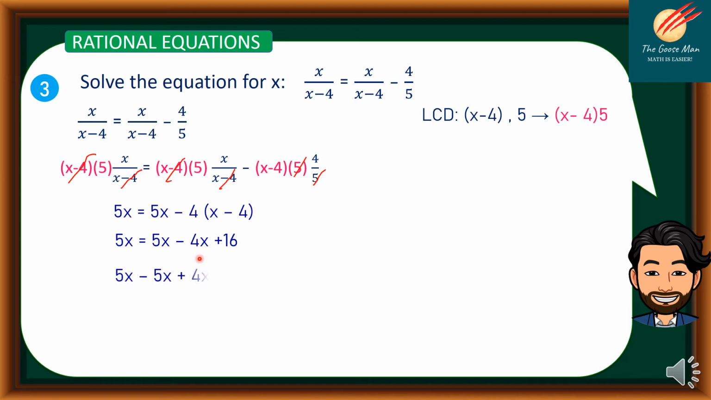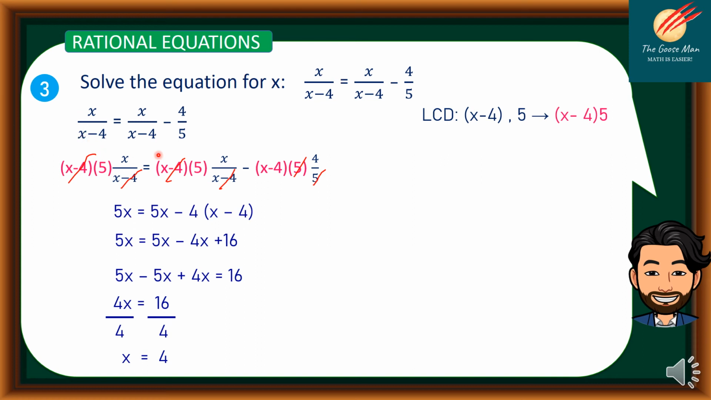Simplifying further, I'll subtract both sides of the equation by 5x and add 4x to both sides. What is left is 5x minus 5x plus 4x is equal to 16, or 4x is equal to 16. Then divide both sides by 4, so x is equal to 4. Notice that if we substitute x equals 4 here, this denominator will become 0. Therefore, this entire expression will become undefined.